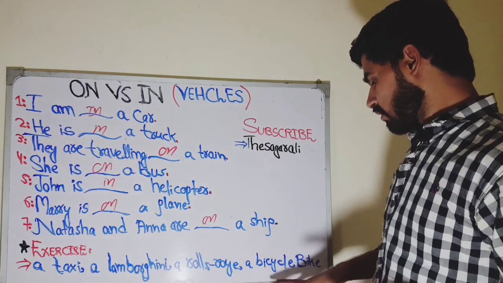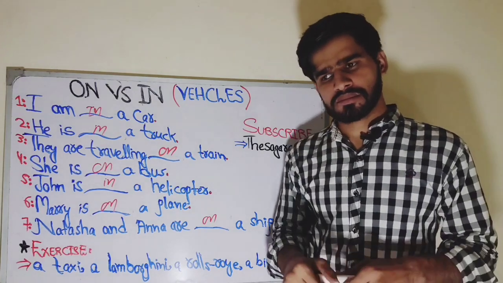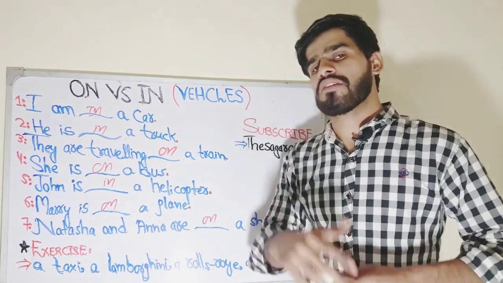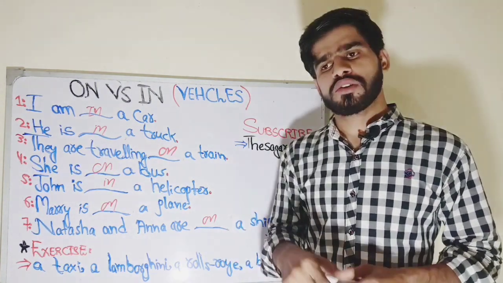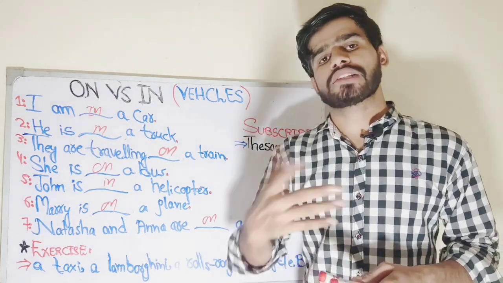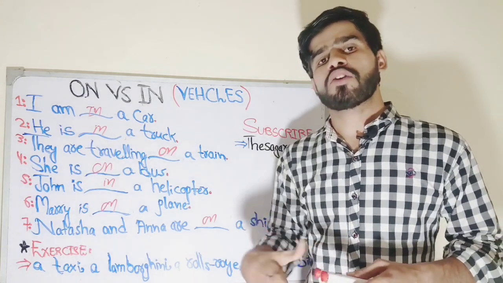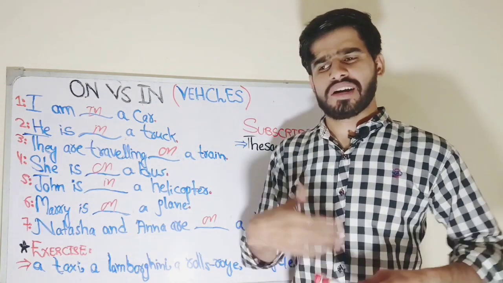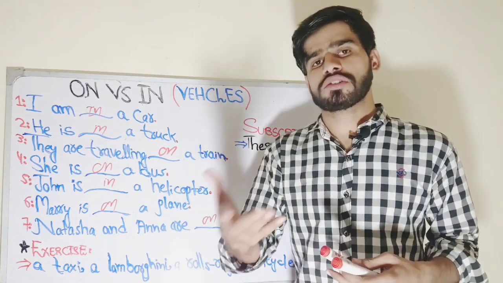Here's a different thing. Bicycle and bike. Whenever you ride on two wheels, you simply use on. I'm riding on a bicycle. I'm riding on a bike. And so on. I'm riding on a horse.